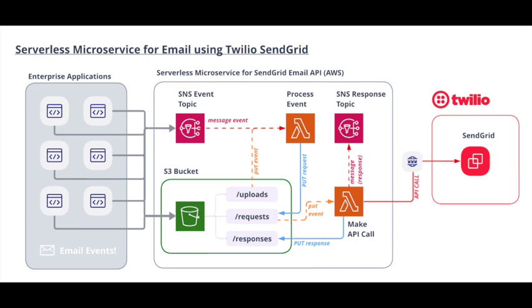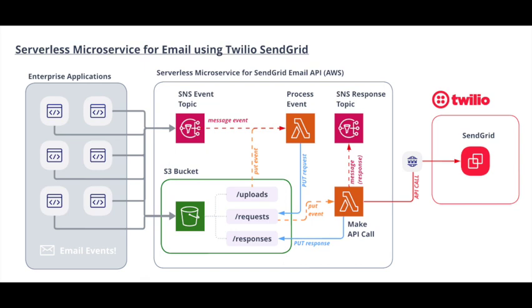So to recap, we spun up a microservice that enterprises can use to handle email events triggered by enterprise applications. They can go into an SNS topic or into an S3 bucket. They can add the proper configurations that your organization needs in the process event Lambda, and then store a copy of those requests to an S3 bucket, which is great for compliance and archival purposes. And from that request bucket, the Lambda make API call actually triggers the send to SendGrid. The response from SendGrid is also saved into an S3 bucket.